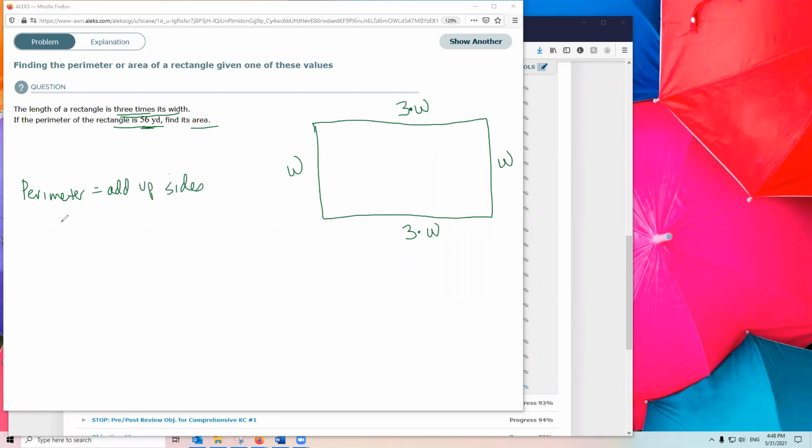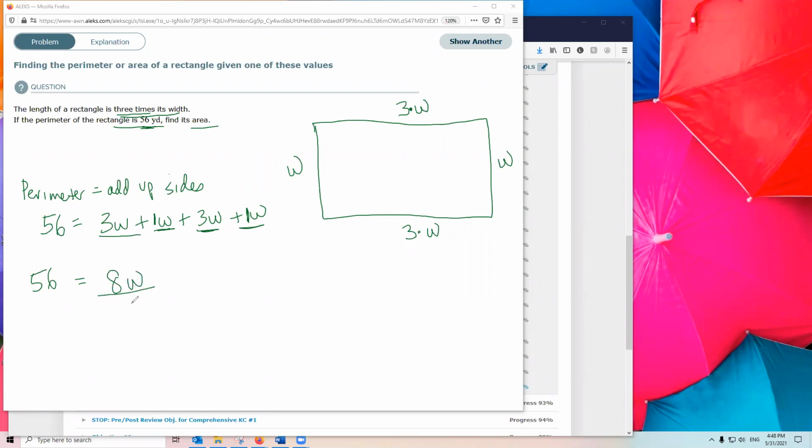All right, well, the perimeter is 56. I'm going to add up the sides. It's 3W plus W plus 3W plus W. And of course, I know when I have W, it's really the same as 1W. Well, let me combine like terms on the right-hand side. 3W plus 1W is 4W, plus another 3W is 7W, plus another 1W is 8W. So altogether, I'm getting 8W.